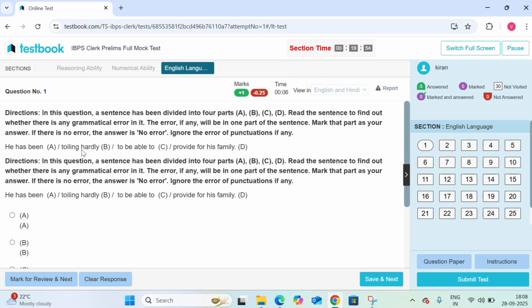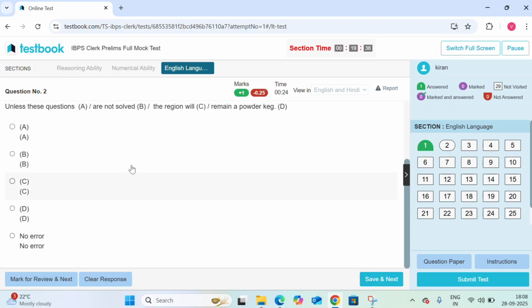He has been toiling hardly to be able to provide for his family. C is an error. Unless these questions are allowed, because unless and not are not used together.